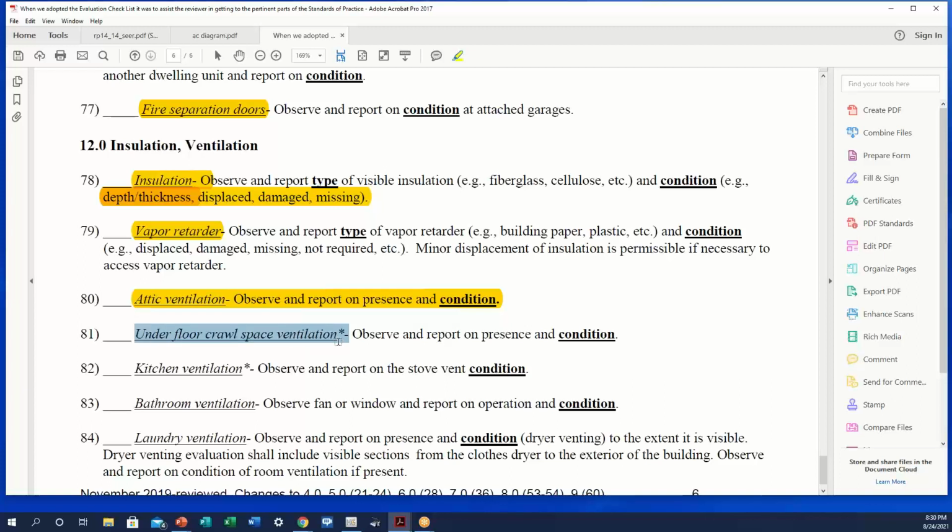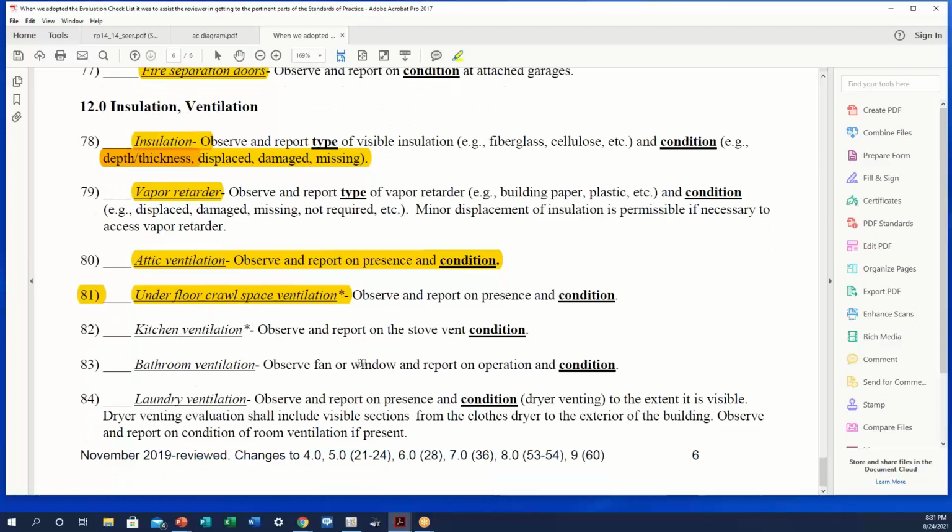Underfloor crawl space. Some of you are great at writing this up. I love it. Should there be ventilation? Yes or no? Depends. That's right. It depends. So it depends on whatever the rule is in your area.